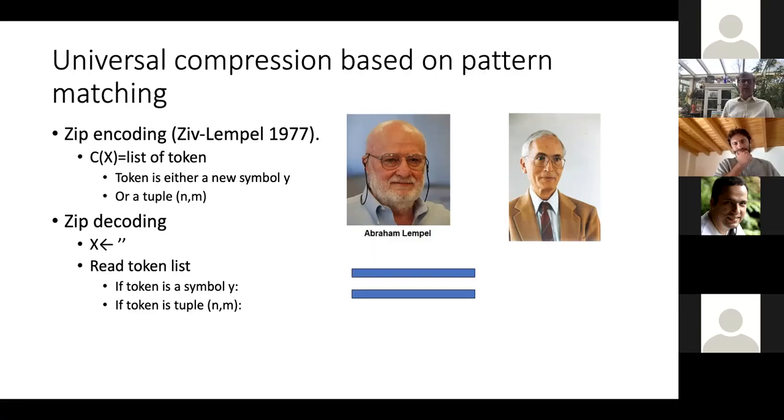On decoding, you read the token list. If the token is a symbol, you append the symbol to your current text. If the token is a tuple (n, m), you go to position n, take the factor of length m at position n, copy it, and add it at the end of the text. Therefore, it is strongly related to pattern matching, and in fact, the algorithm to build the list of tokens, which I am not going to describe, is the pattern matching algorithm.